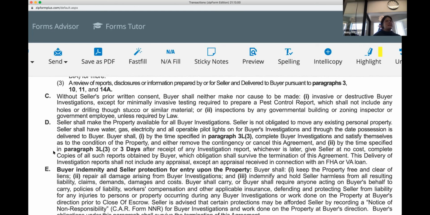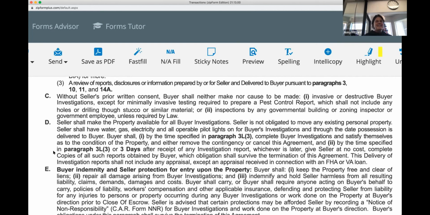You can't pull back the carpet as part of your inspections to see if there's hardwood underneath there because that unstretches the carpet. It is okay for the pest inspector to take their poker around and test the wood to see if it's rotten. That's what that was clarifying. But don't poke holes through the stucco or similar substance.